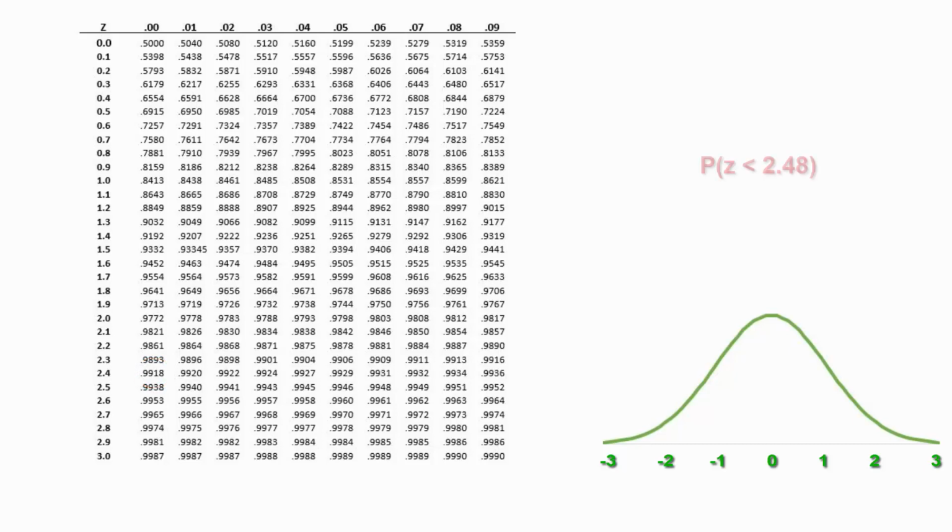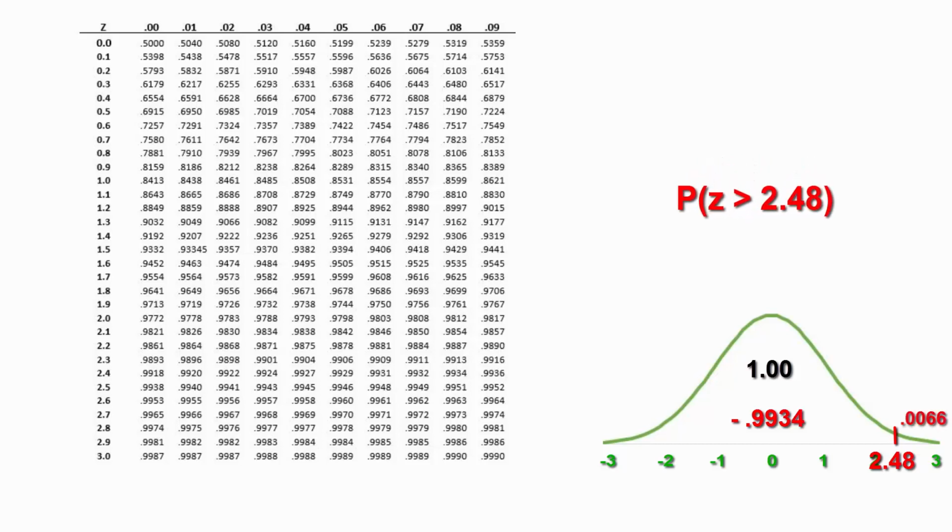If we wanted this for z equals 2.48, we would start at 2.4, but then move right until we were under the column of 0.08. 0.9934 is the proportion of scores in any normal distribution below a z-score of 2.48. Since 100% of scores are contained under the curve of the normal distribution, then the proportion of scores above z equals 2.48 is 1 minus 0.9934, or 0.0066.